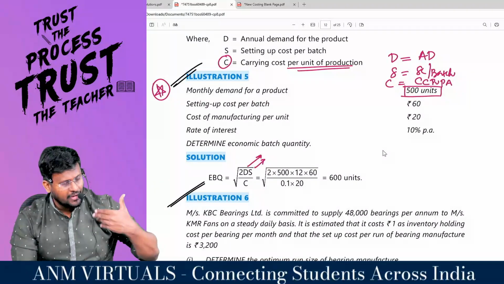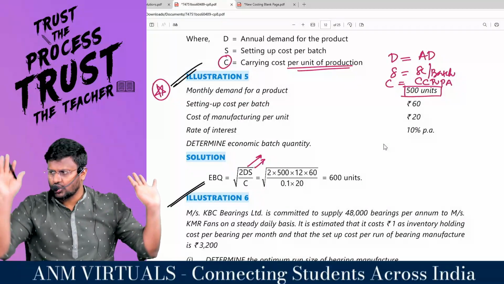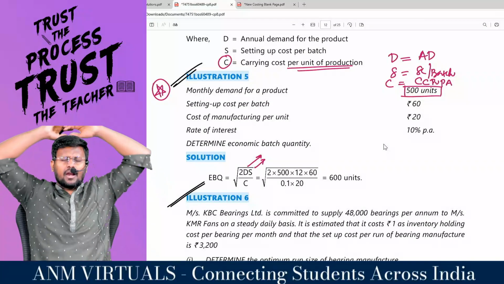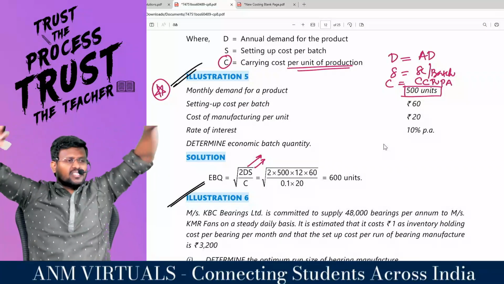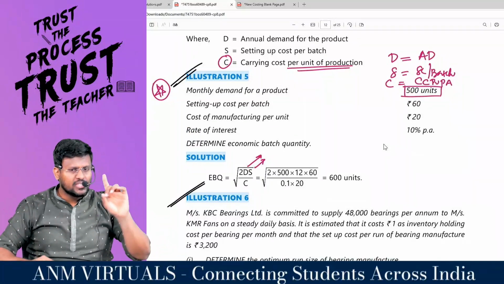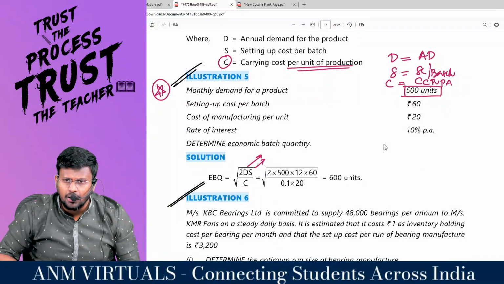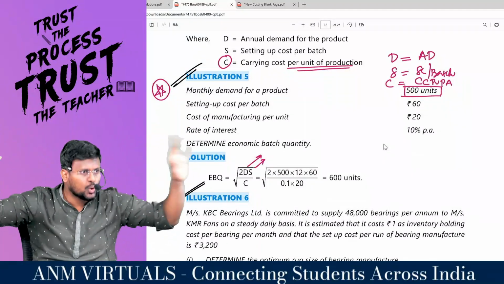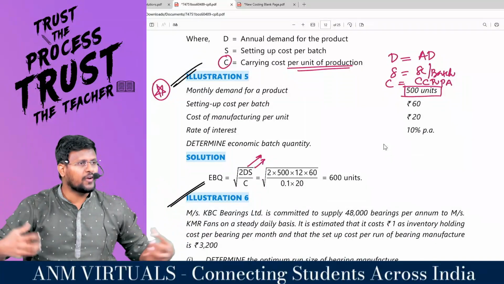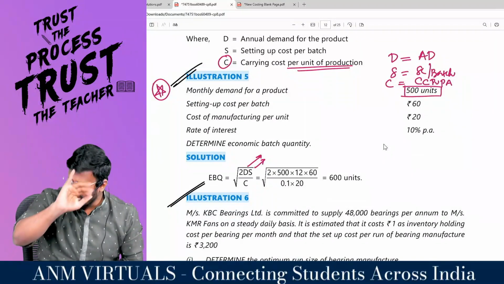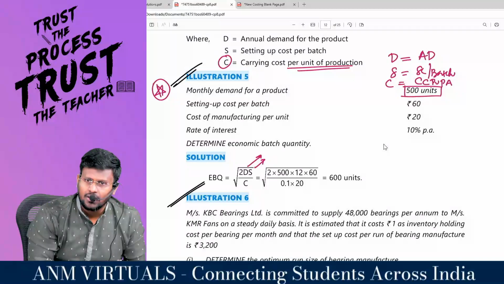So I have various options. One time, on the first of the month, I can manufacture 500 units and sleep peacefully, and I can supply 500 units. Then I need to set up only one time. Comfortable? But I have to carry those 500 units throughout the month. That much big godown I need, so I have to pay rent for the godown. So I saved in setup cost, but I lost in carrying cost.